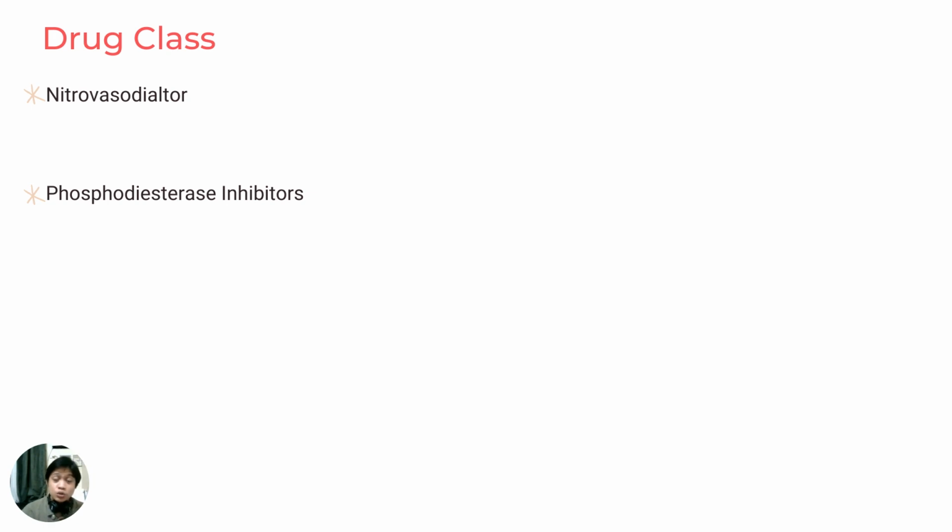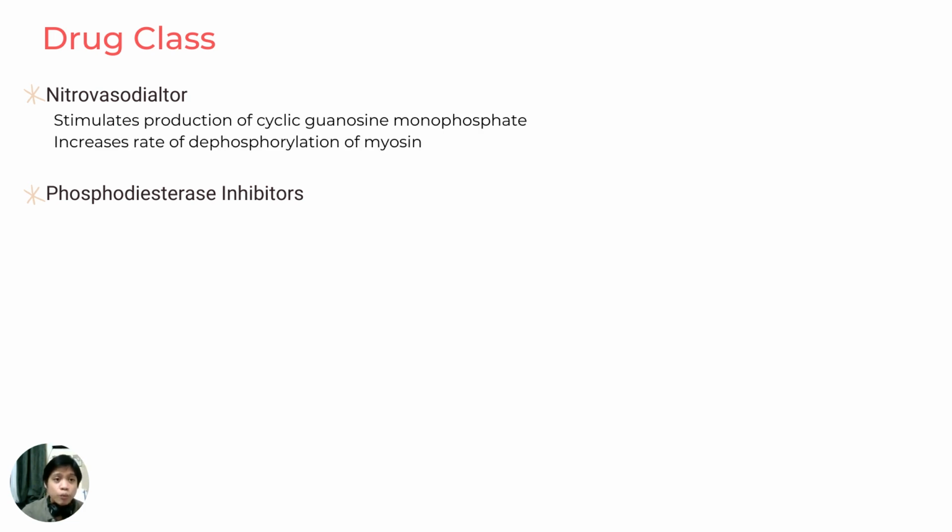So the next drug classes that we'll be talking about are also agents that cause effects on the blood vessels. These are nitrovasodilators and phosphodiesterase inhibitors. So the mechanism of nitrovasodilators would be an end effect of increasing cyclic guanosine monophosphate. And you will later see that in the mechanism, cGMP would prevent the formation of phosphorylated myosin.